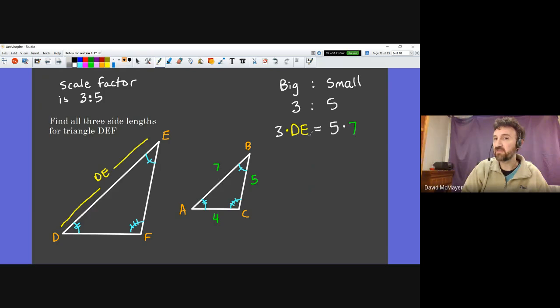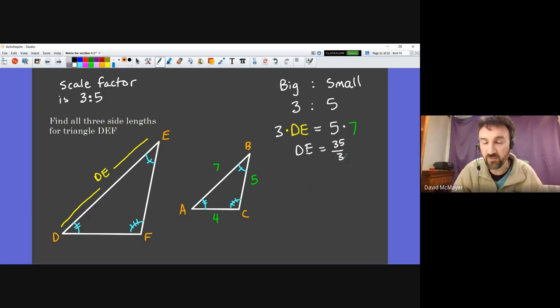I bet you can do that. 5 times 7 is 35. Divide by 3. DE is equal to 35 divided by 3. You might write that as 11.6667, or 11.7 if you want to round to 1 decimal place. Let's find the other side lengths quickly.